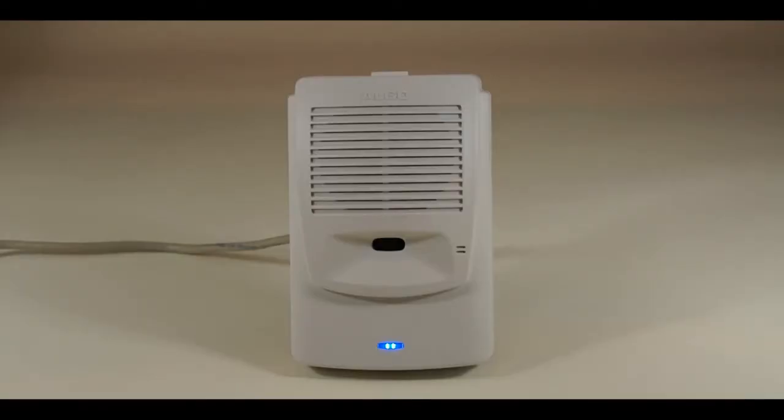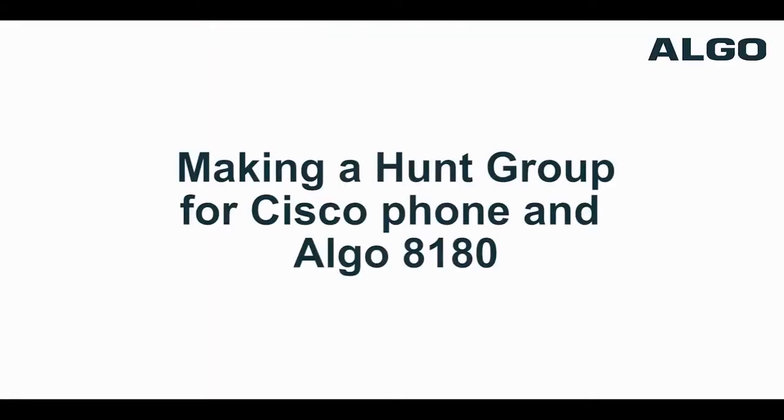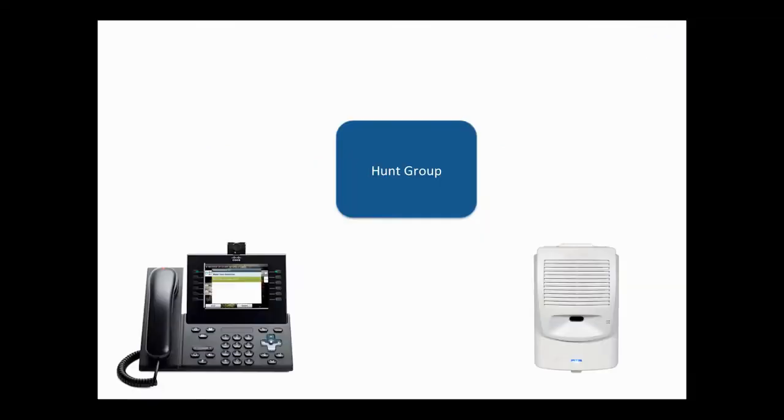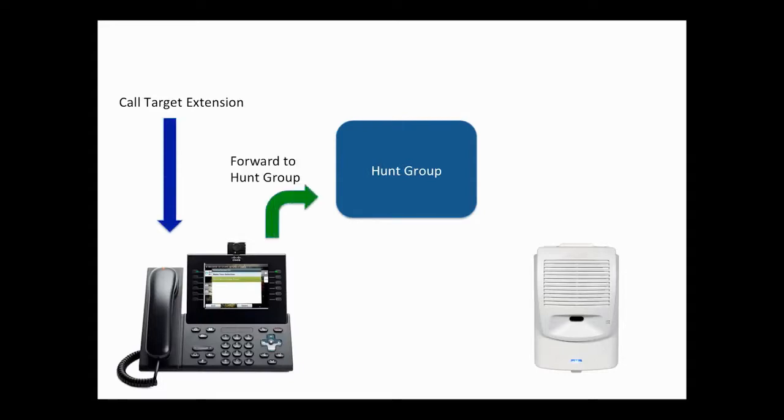At this point, the 8180 is registered with Call Manager, and we can ring the 8180 extension, allowing it to play an internal WAV file over the speaker. Keep in mind, we want the 8180 to ring when we call an existing Cisco telephone. To do that, we will forward the Cisco telephone extension to a hunt group which contains both the Cisco telephone and the 8180. The next step is to create a hunt group in Call Manager and make the 8180 ring when the target extension is dialed.